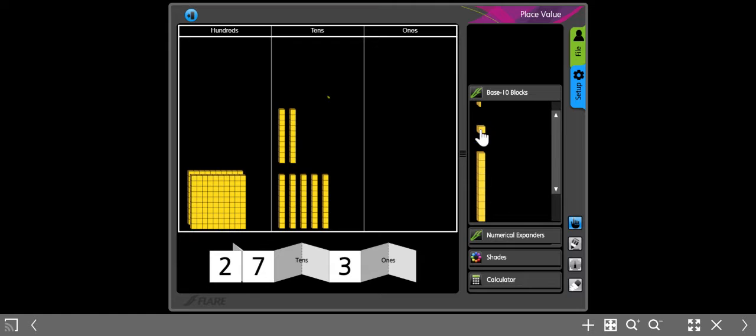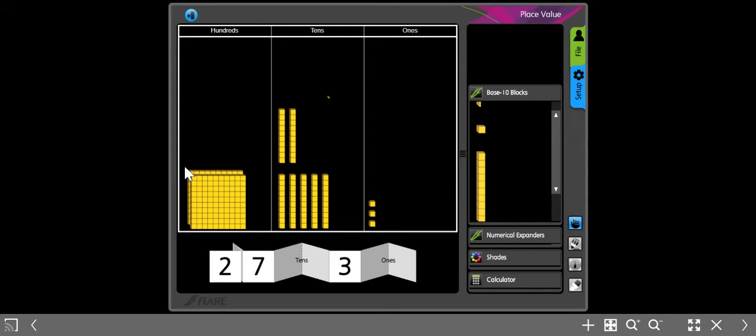So let's go back up to the top and grab 3 of these little ones blocks. 1, 2, 3. Okay. So now I have my 2 hundreds, my 7 tens, and my 3 ones. If we were to count those, then we could say 100, 200, 10, 20, 30, 40, 50, 60, 70, 1, 2, 3. So 273.